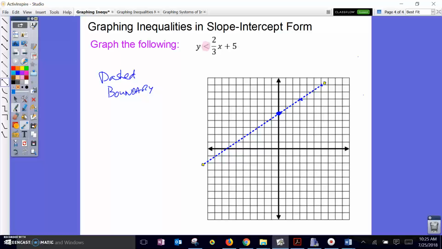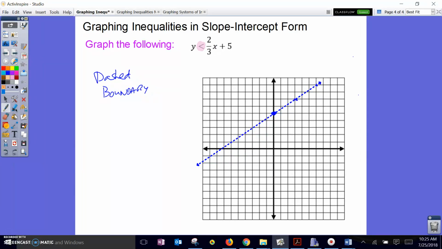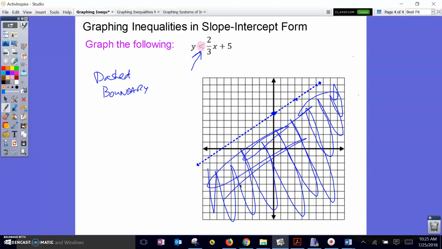Using my ruler, there's my dashed boundary, and the shading should go below. So I'm going to shade in down here. And there's my solution to the inequality y is less than 2/3 x plus 5.